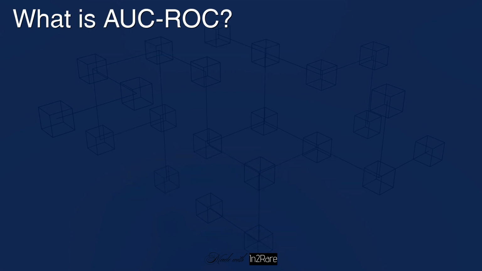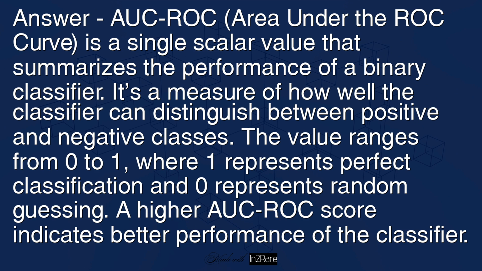What is ROC? Answer: AUC ROC, area under the ROC curve, is a single scalar value that summarizes the performance of a binary classifier. It's a measure of how well the classifier can distinguish between positive and negative classes. The value ranges from 0 to 1, where 1 represents perfect classification and 0 represents random guessing. A higher AUC ROC score indicates better performance of the classifier.